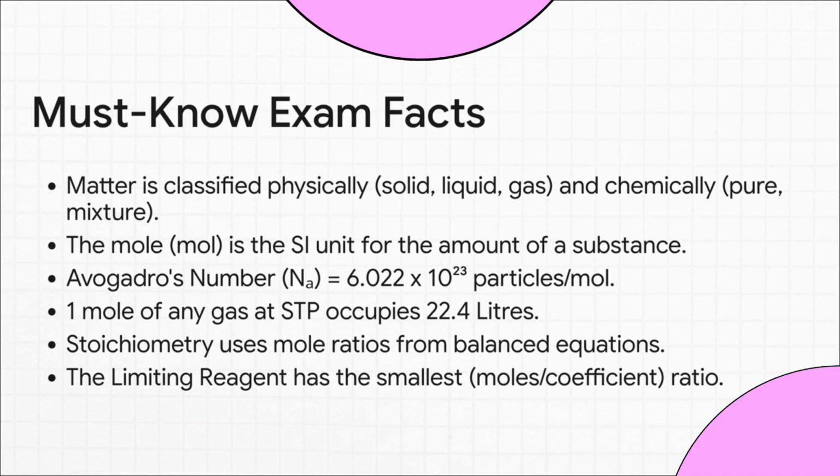5. Stoichiometry is just reading the recipe ratios from the balanced equation. And 6. The limiting reagent, the one that runs out first. Find it by dividing the moles you have by the coefficient. The lowest number is your answer. That is your whole game.